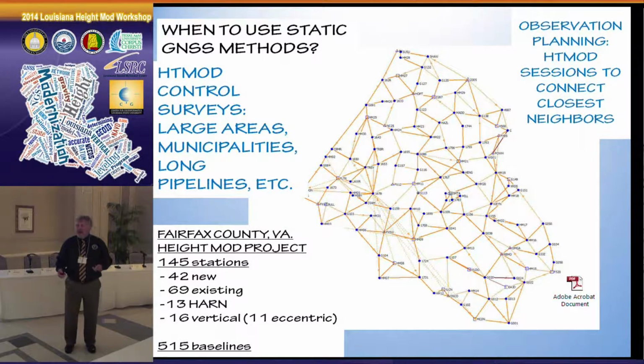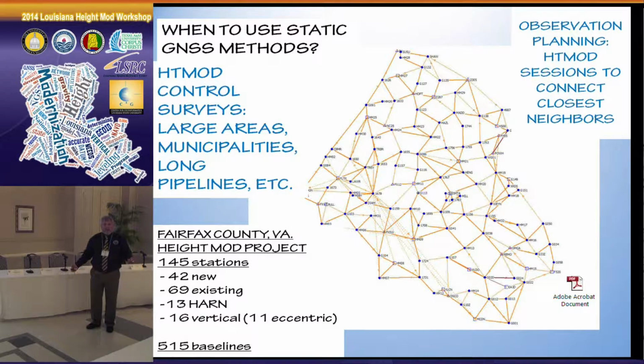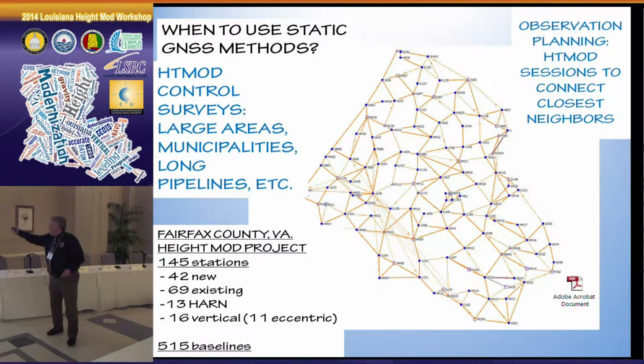So we did a HTMOD network. This was under contract when I was working with a private firm, actually the same one I'm with now. And the thing is, you have to observe these baselines redundantly, so you have to do them twice. You have to have them spaced in time by 4 hours. So you can't just set up and turn it off and turn it back on again. You have to have a spacing of 4 hours so you get different satellites overhead. You also have to observe the closest neighbor.